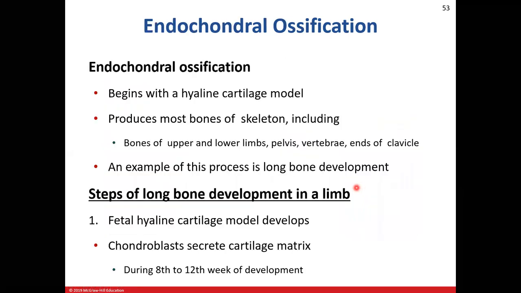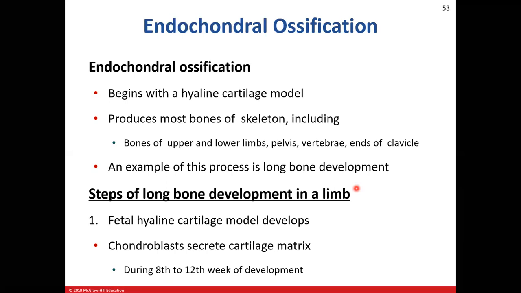Our second type of ossification is called endochondral ossification. And so endochondral ossification, instead of forming from a ligamentous or fibrous type of template, actually begins from a hyaline cartilage template or model. And this is really the way most of the bones of the skeleton are formed. This is how we form the upper and lower limbs, the pelvis, the vertebrae, and then the ends of our clavicles. An example of this process is what we see with long bone development, particularly, again, the bones of the upper and lower limbs, so the humerus and the femur in particular.